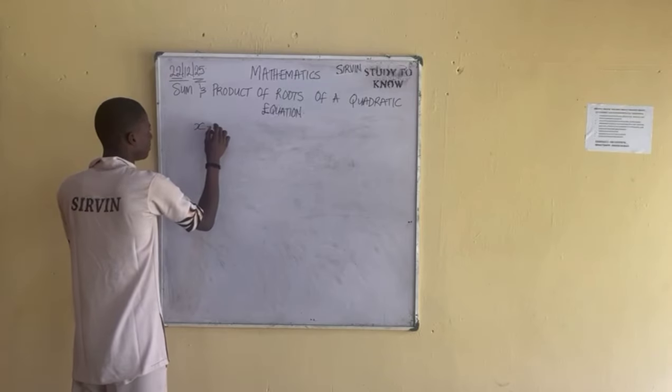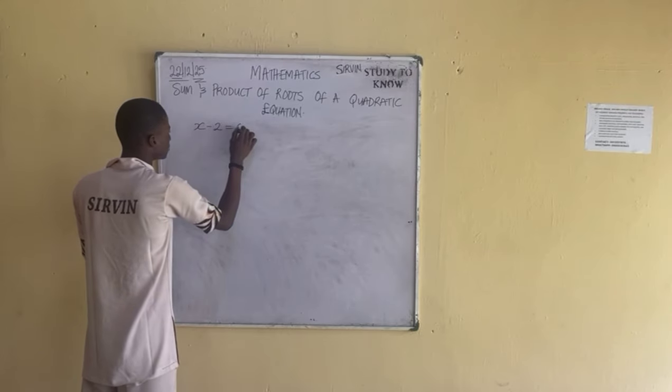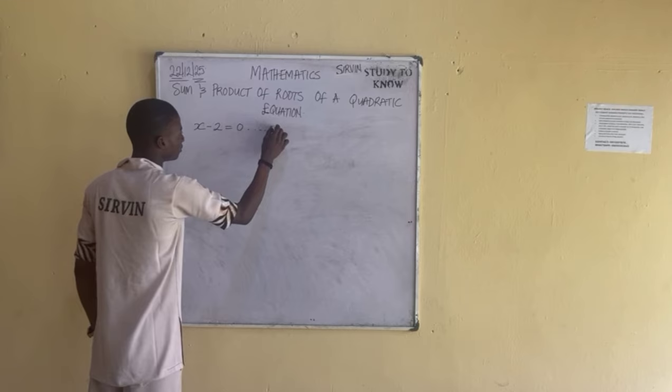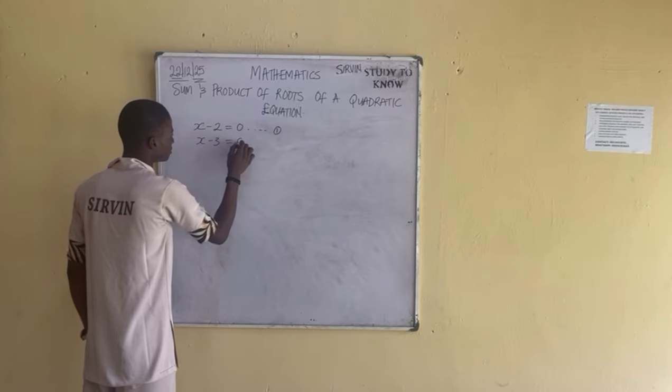That x minus 2 equals what? 0. And x minus 3 equals what? 0.